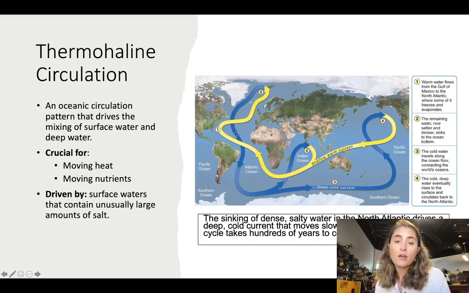So right now we see this ocean water moving, and it's very, very cold, and it's only traveling along the bottom of the ocean. Then that cold water, as it travels, is connecting a lot of our world's oceans. Eventually, that cold water will make its way to a warmer region, and it will rise to the surface and circulate back to the North Atlantic.